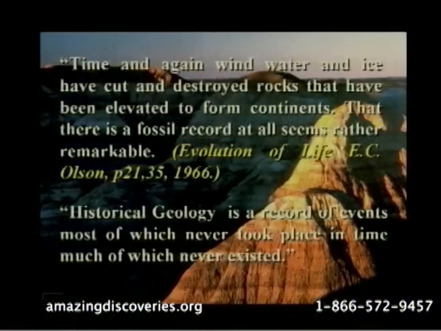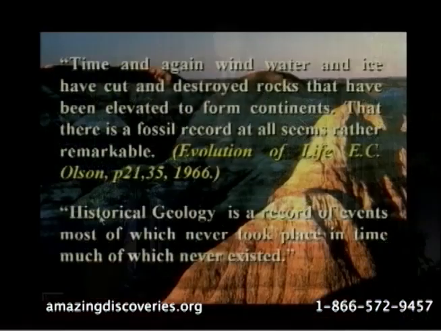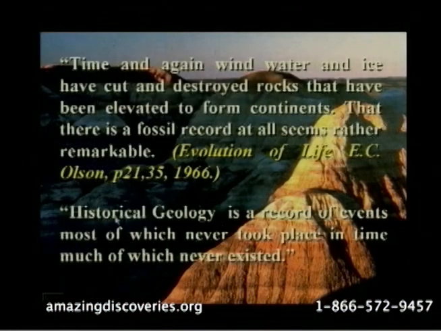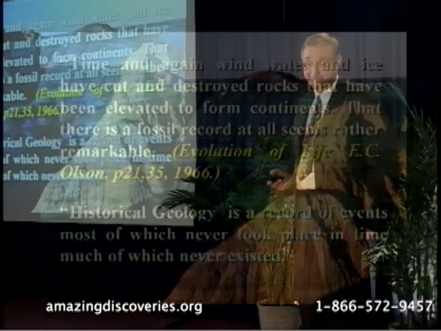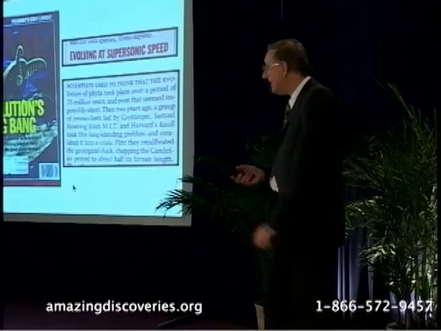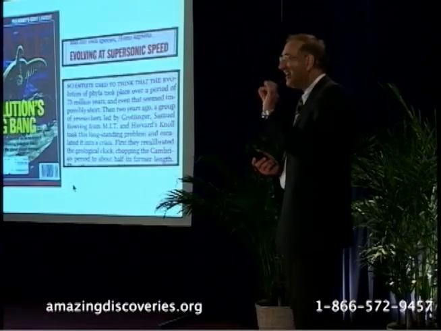Somehow there's a problem. How can we still have a fossil record when it's been eradicated over and over again by a process called erosion over millions and millions of years? And so some scientists have this tongue-in-cheek statement: historical geology is a record of events, most of which never took place in time, much of which never existed. Well, let's have a look what science has to say.